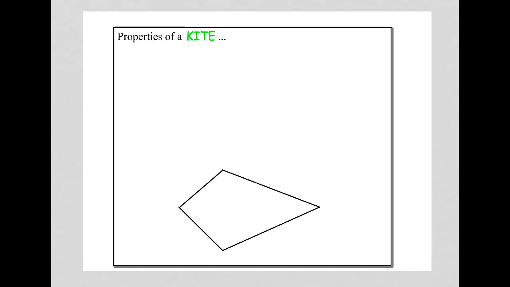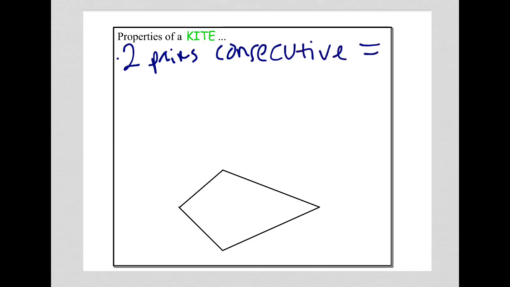Okay, so now we have what's called a kite. Kites have two pairs of consecutive congruent sides, meaning the two lines that are in a row, like this side and this side, are consecutive and congruent. Same with our bottom pair, our other pair of consecutive congruent sides.